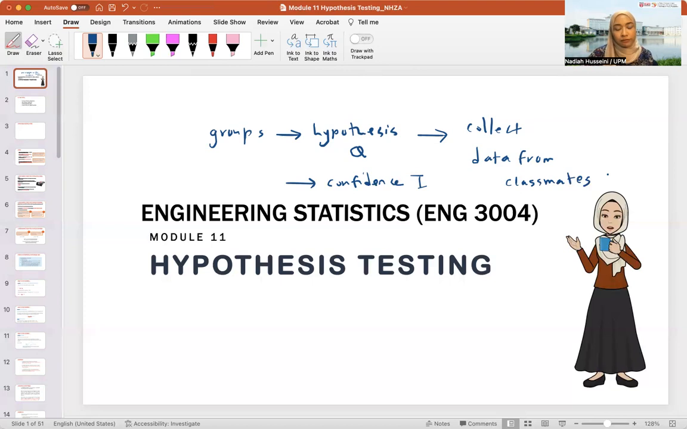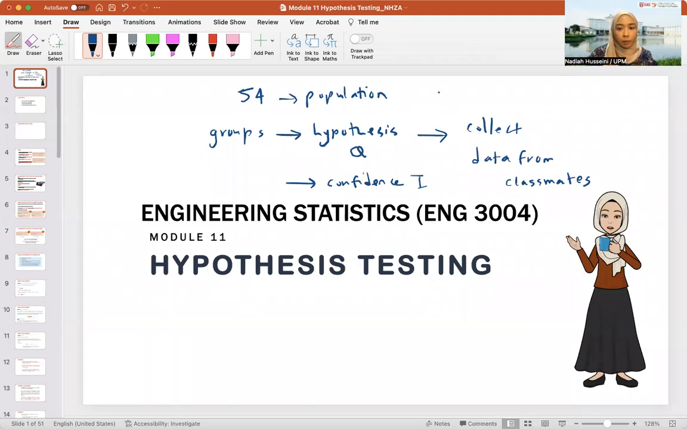So you have 59 classmates. I have 59 students in my class. If one group has 5 students, your population is going to be 54. Population, not sample. So what is your population? The population is the students of ENG3004-6 under Dr. Nadia Hussaini.